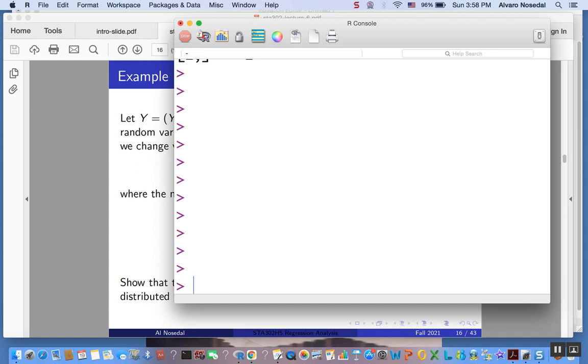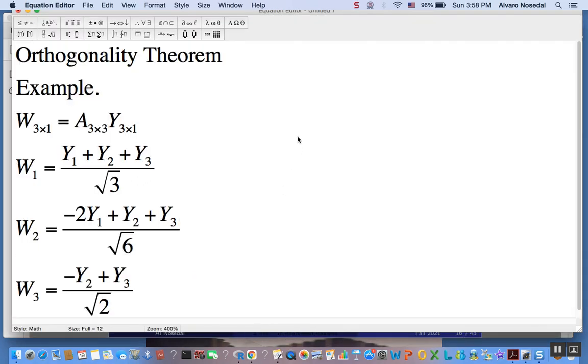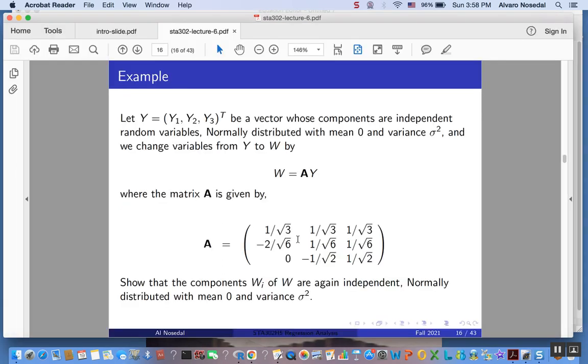But before we do that, let's just have very clear in our minds what the components of this transformation look like. So we have a matrix, a 3 by 3 matrix. You guys agree? A is a 3 by 3 matrix. The first row is 1 over the square root of 3, 1 over the square root of 3, 1 over the square root of 3, and then times y, the inner product, right?